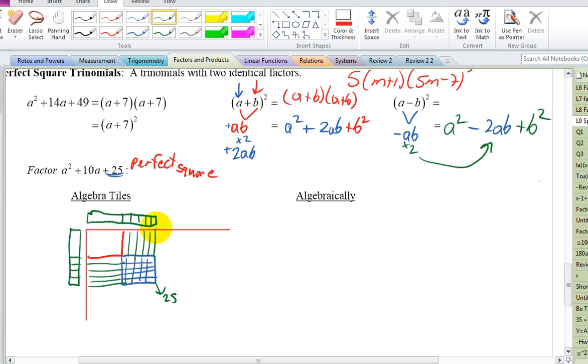See how we have to take these 10 x's that we have, and we have to divide into two equal groups. So we have x plus 5 times x plus 5, or x plus 5 squared.